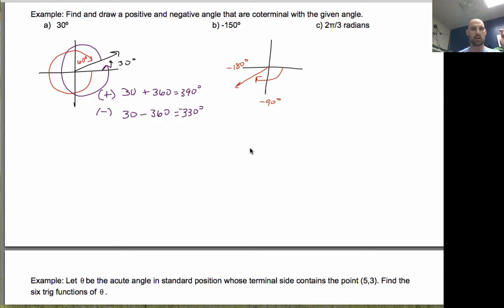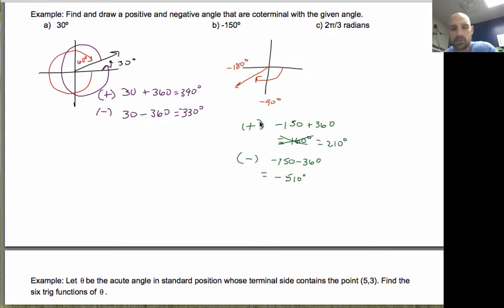And so to do a positive angle, would be negative 150 plus 360, which would be equal to 210. Okay, and then my negative angle, I could do negative 150 minus 360, which would be equal to negative 510. Okay, so I can continue to go around and around and around. You guys are probably like, what the heck is going on here?